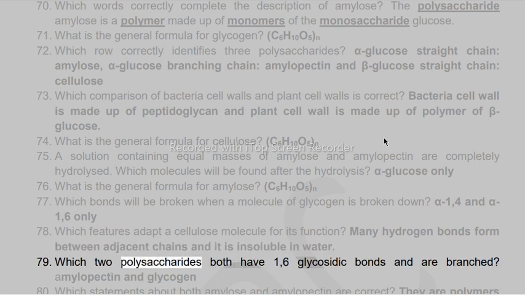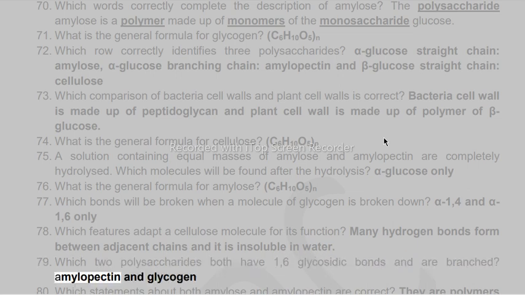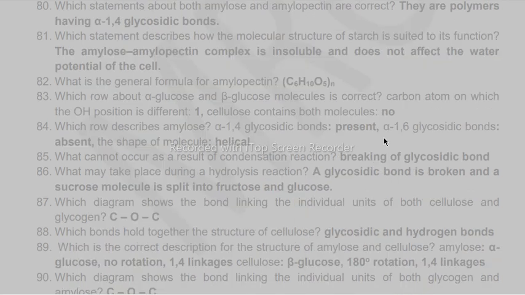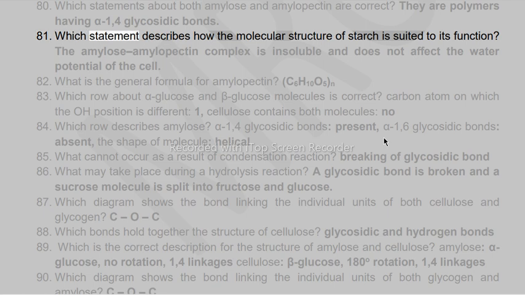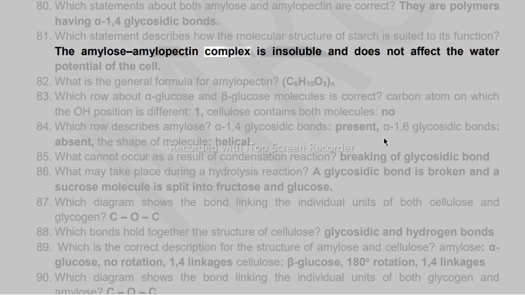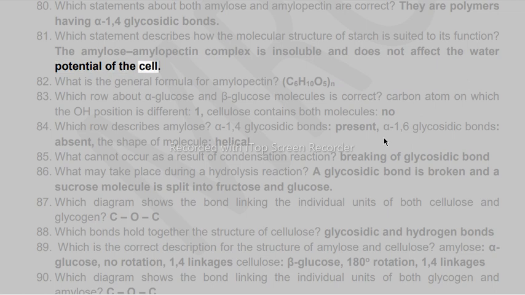79. Which two polysaccharides both have 1,6-glycosidic bonds and are branched? Amylopectin and glycogen. 80. Which statements about both amylose and amylopectin are correct? They are polymers having alpha-1,4 glycosidic bonds. 81. Which statement describes how the molecular structure of starch is suited to its function? The amylose-amylopectin complex is insoluble and does not affect the water potential of the cell.